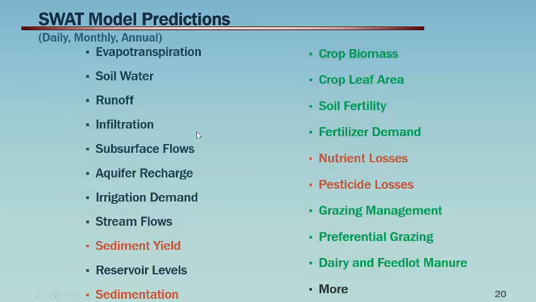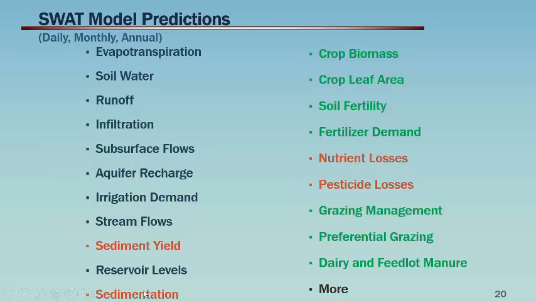So here it's giving you the output. You can get the output at 3 temporal scales, not only 3 spatial scales, but also 3 temporal scales: daily, monthly, and annual average. So here are all the blue colors that show you the outputs that you can get on hydrology, such as evapotranspiration, soil water, runoff, infiltration, and so on.